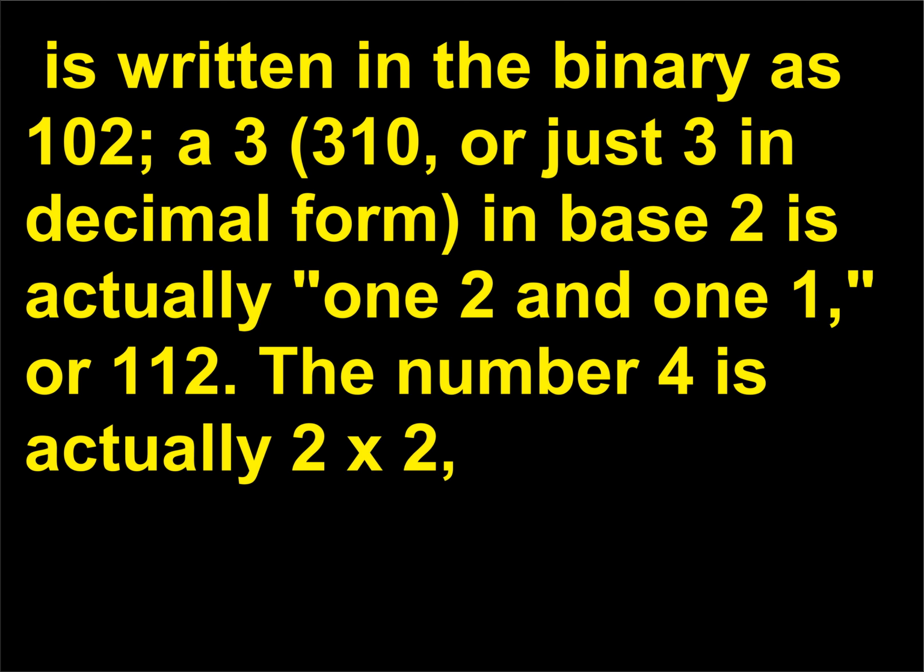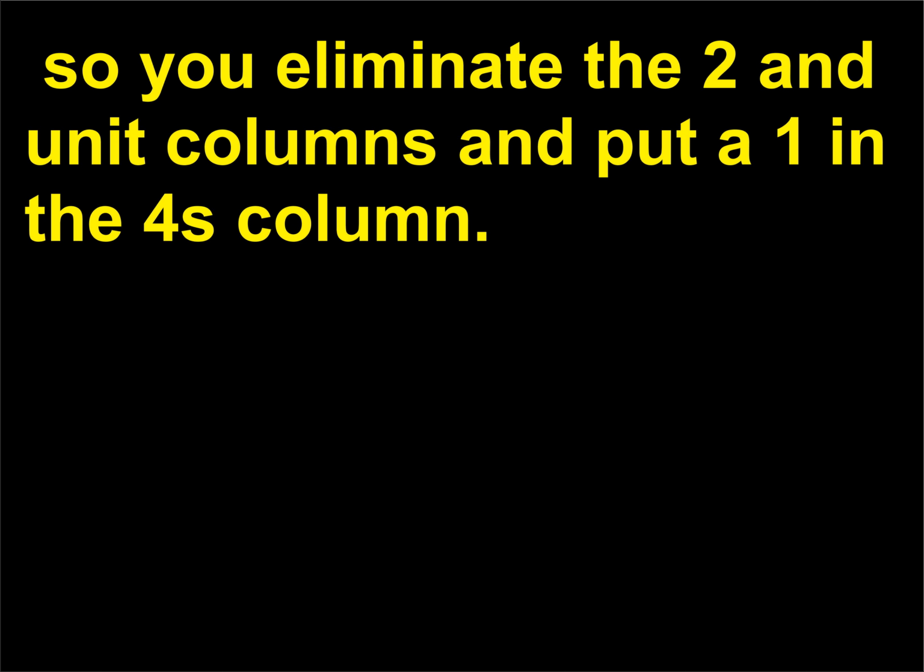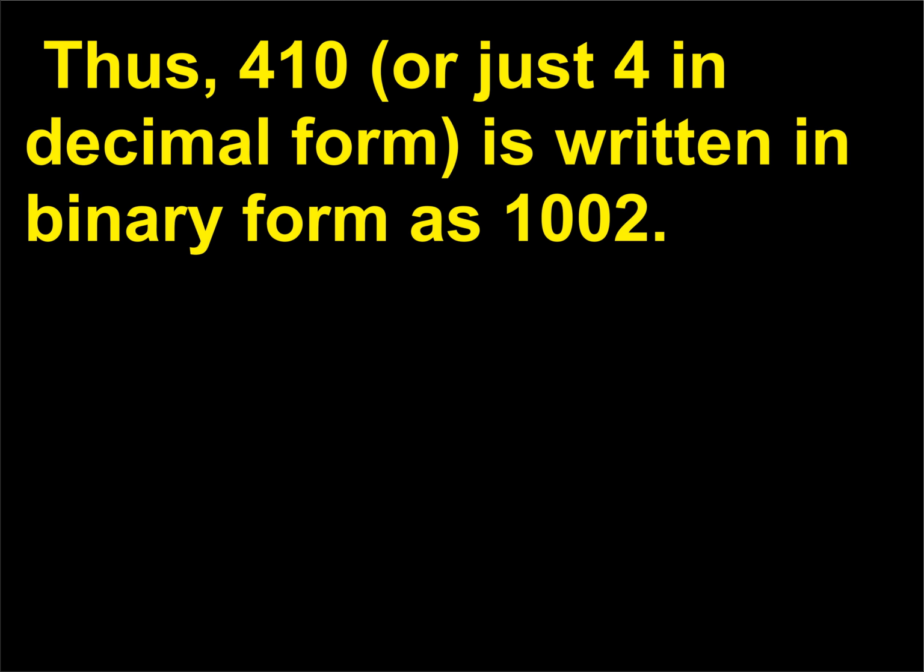The number 4 is actually 2x2. So you eliminate the 2 and unit columns and put a 1 in the 4's column. Thus, 4 base 10, or just 4 in decimal form, is written in binary form as 100 base 2.